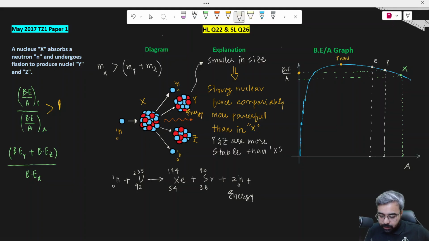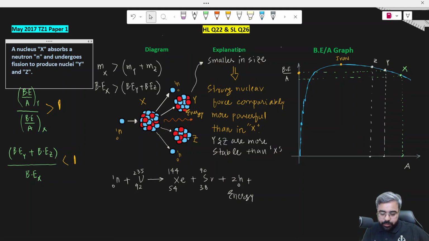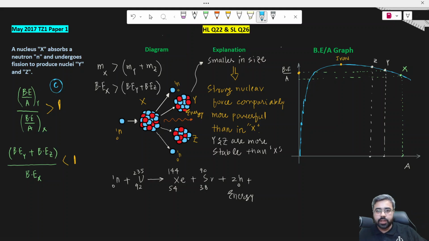Which means that the binding energy of X, because it's a heavy element, is more than the sum of the binding energy of Y plus the binding energy of Z. It means that if we take the ratio, that ratio should be less than 1, obviously, because the denominator is more. So option C is the right answer for this MCQ.